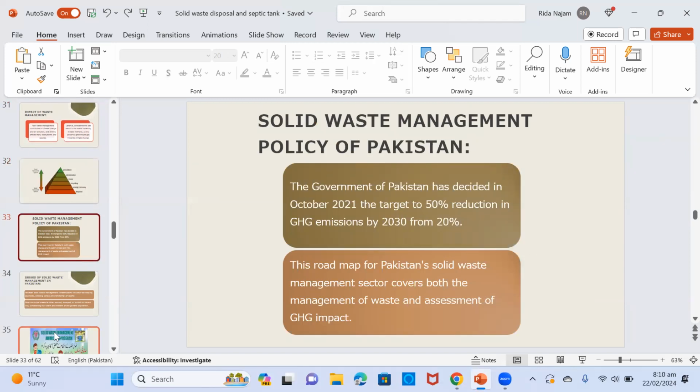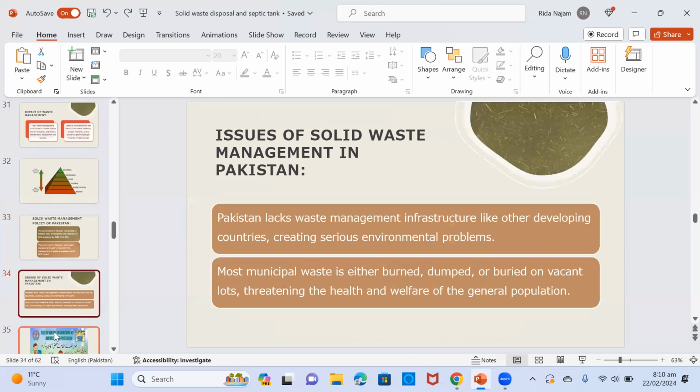Solid waste management policy of Pakistan. The government of Pakistan decided in October 2021 on the target to reduce GHG emissions from waste by 50% by 2030 from 20%. This roadmap for Pakistan's solid waste management sector covers both the management of waste and assessment of greenhouse gases impact. Issue of solid waste management in Pakistan.